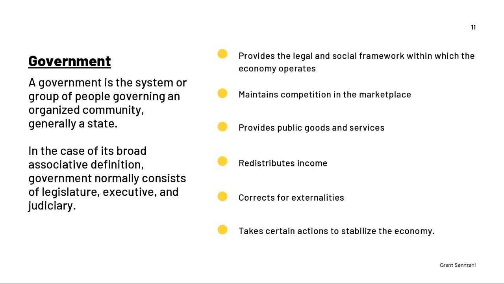The next thing that we also want to understand is what government is and what it plays in this specific flow. What's the point of its existence? We find that there are six different things that government actually does. Firstly, it provides a legal and social framework within which the economy operates. It also maintains competition in the marketplace. It provides public goods and services. It redistributes income. It corrects externalities, and it takes certain actions to stabilize the economy.